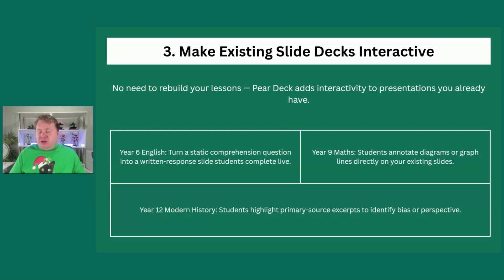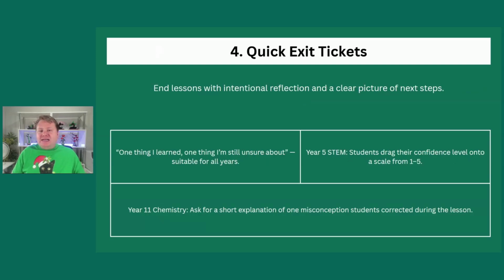All right, let's head over to idea number 4. All right, idea number 4, quick exit tickets. How cool and simple is this? So maybe you finish off your lesson with some kind of exit ticket, an intentional reflection. Okay, exit tickets are fantastic and they can be literally anything that you can think of. All right, so here's some examples of how we could use Pear Deck for an exit ticket.